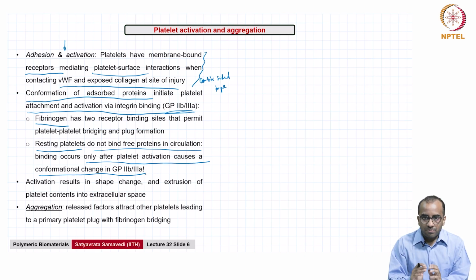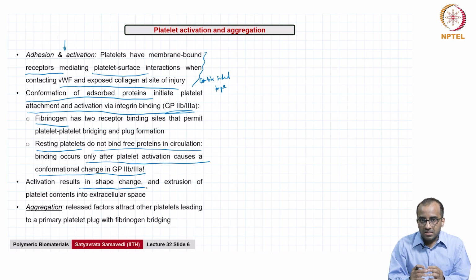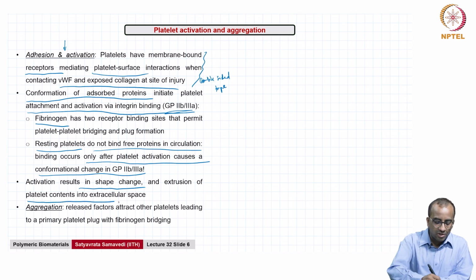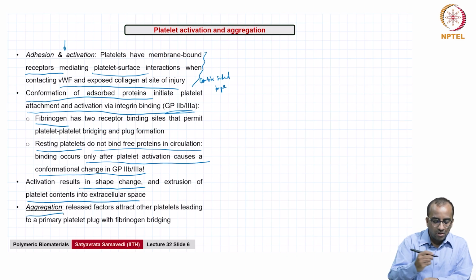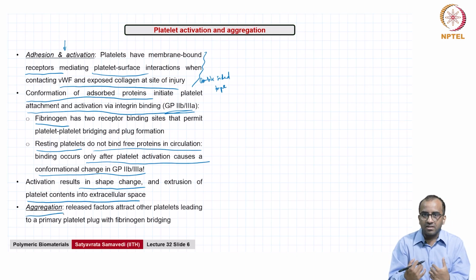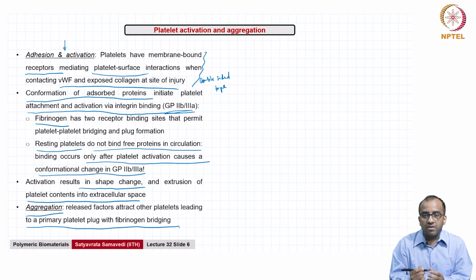Now, once the platelet is activated, it results in a shape change and results in the extrusion of platelet contents into the extracellular space. Now, these contents that are extruded into the extracellular space are a bunch of factors that cause aggregation of platelets by attracting other platelets to the site, leading to a primary platelet plug with fibrinogen bridging.